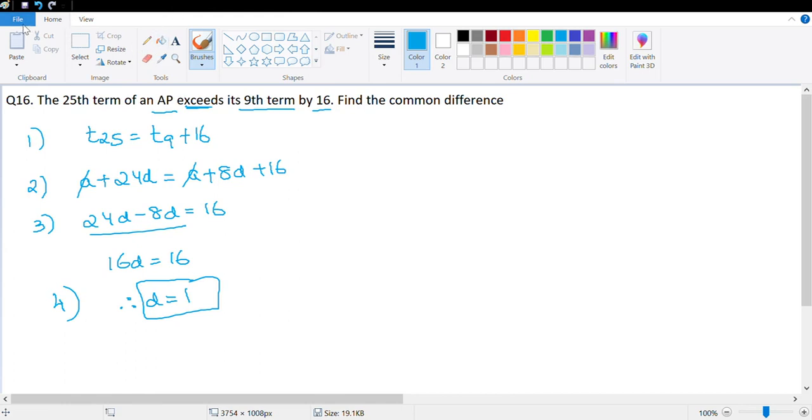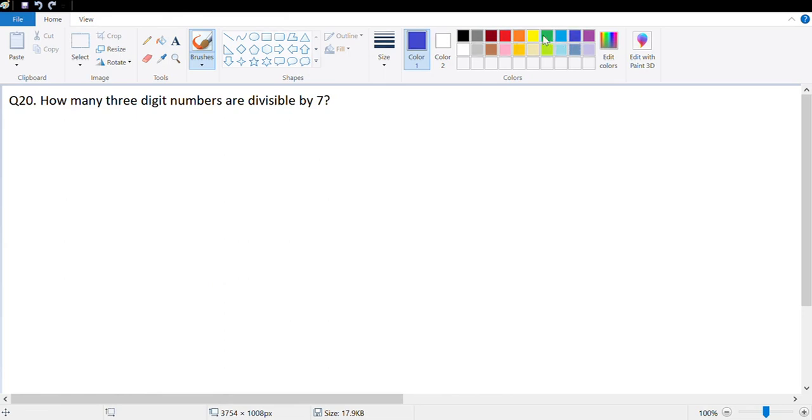And that brings me to the last homework question of this exercise and of this chapter as well, which is question number 20. How many three-digit numbers are divisible by 7? Let's find the first three-digit number. So A is equal to, the first three-digit number is 100. Let's divide it by 7. 7 into 14 is 2, remainder 30. 7 into 4, 28. That's 2, which means I need to add 5 more so that the next number is divisible by 7. So the first three-digit number divisible by 7 is 105.